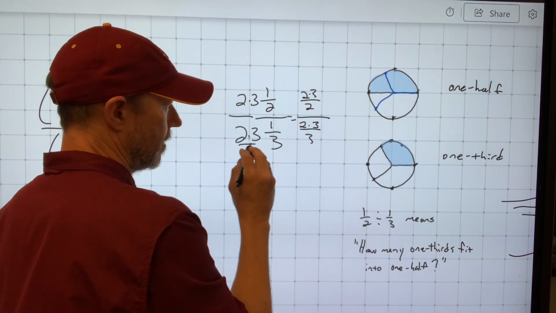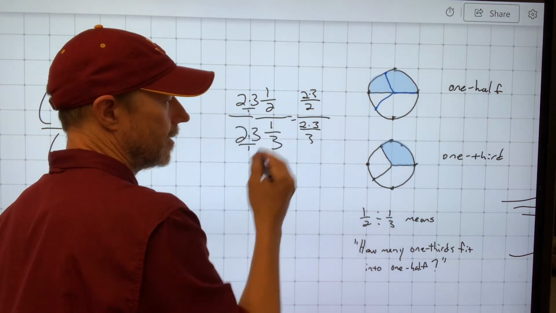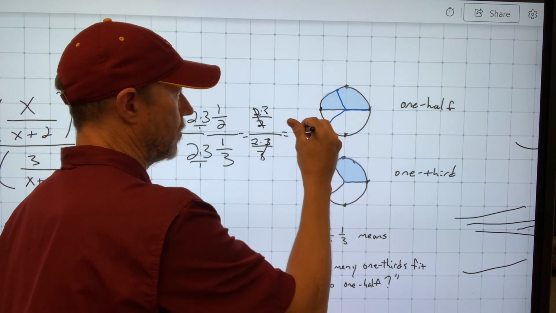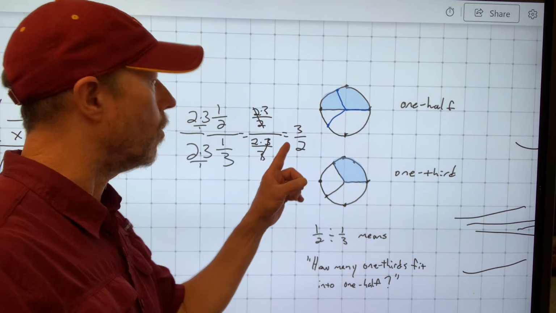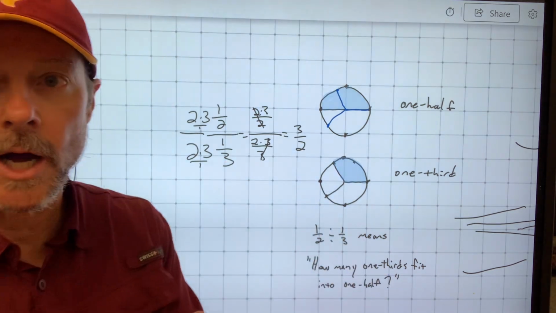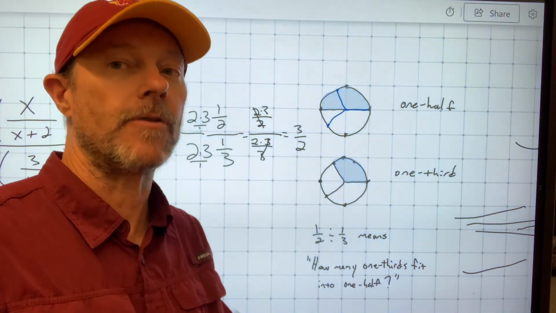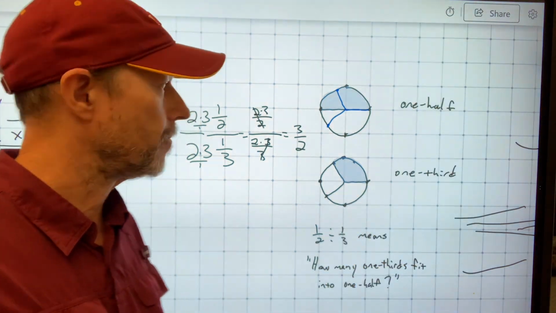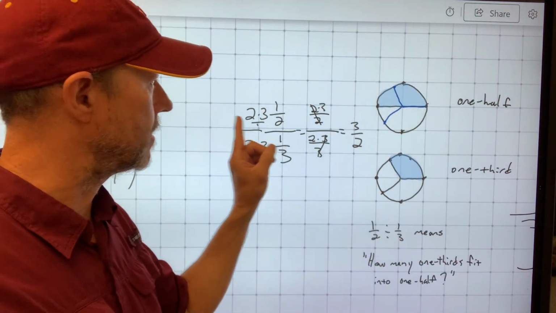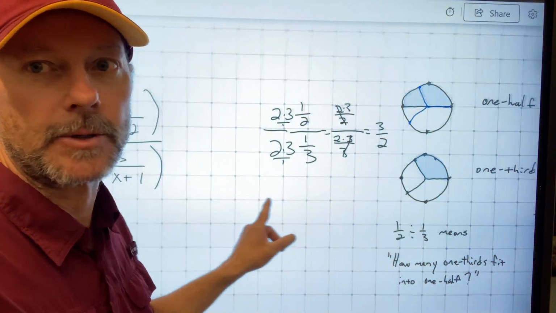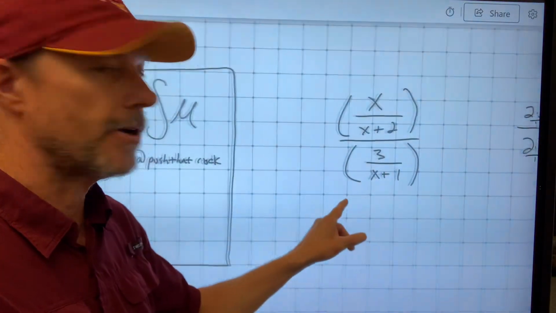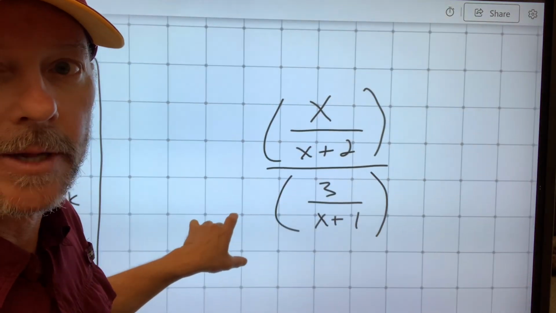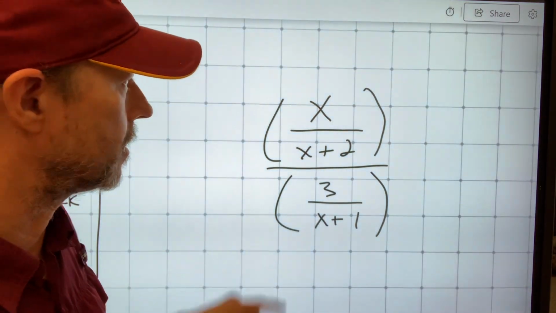If it helps to think of a 1 down here, you know, that's fine. These 2's cancel, these 3's cancel, and I'm left with 3/2. Oh, 1 1/2. So 1 1/2 of a third will fit into a half. That's what division means. Okay, so now we're going to do that same trick for algebra. So we're going to come over here and we're going to, maybe we should blow that up so y'all can see what I'm writing.